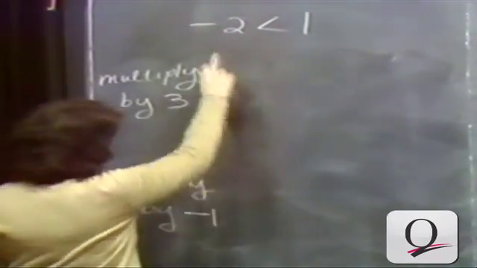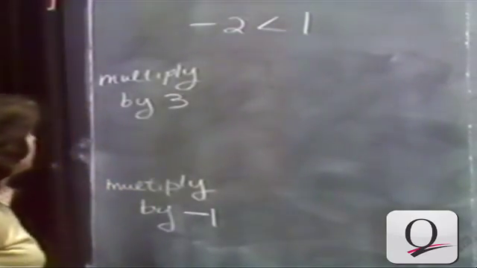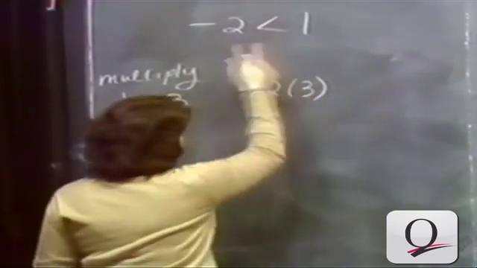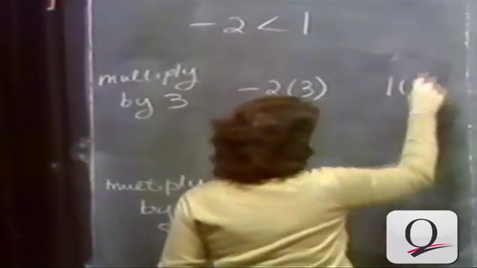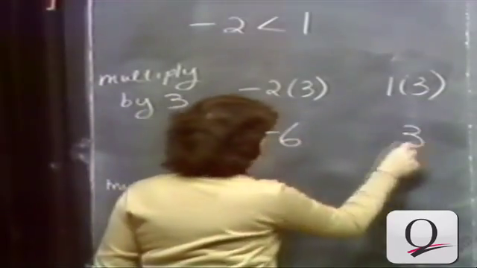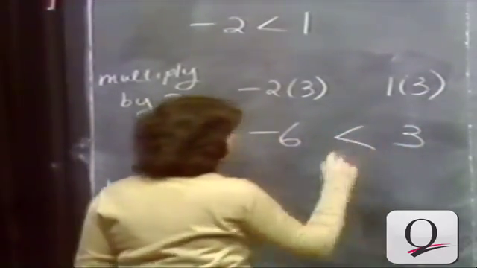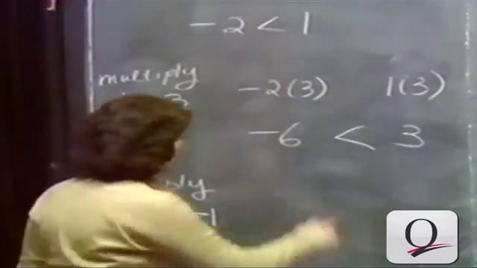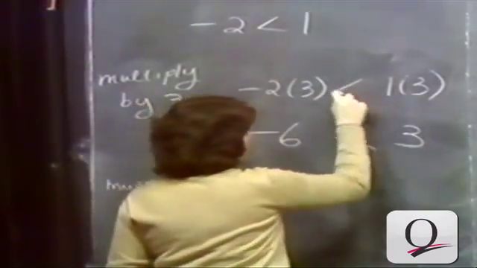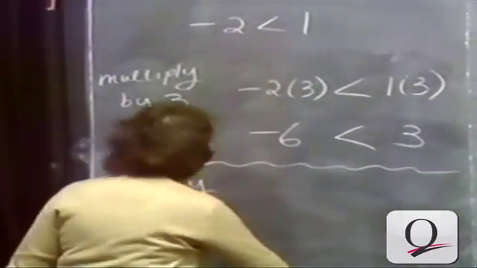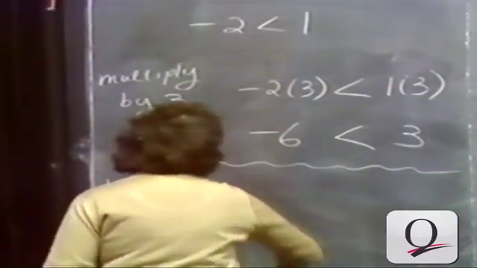negative number. Let's see. If we multiply both sides of the inequality by 3, we get minus 2 times 3 on the left, 1 times 3 on the right. Here we have minus 6 and 3. And of course, minus 6 is still less than 3. This was less than, and this result is still less than. Okay. In fact, we may as well multiply also by minus 3.